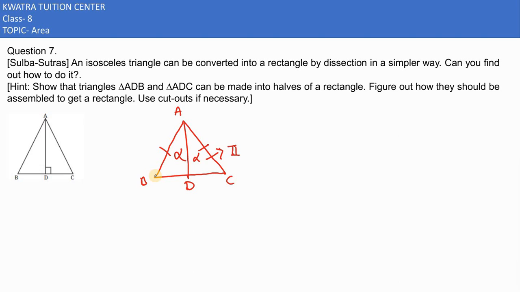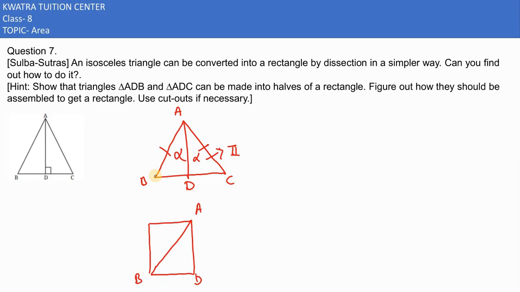Cutting off ADC, what will we do? I would just join it with ABD on the left side of it. Here we will join it. It would form a rectangle for you.